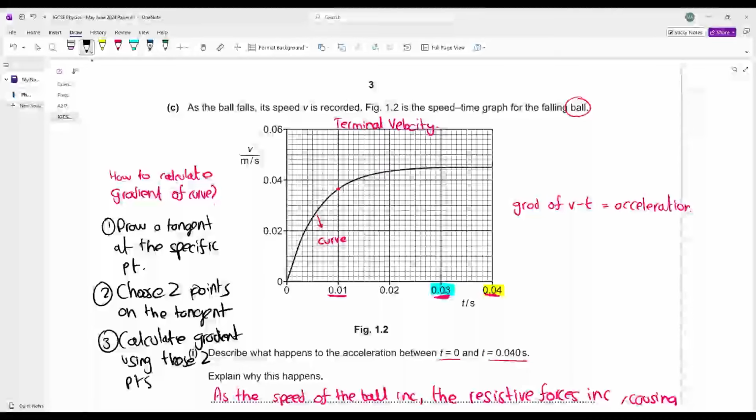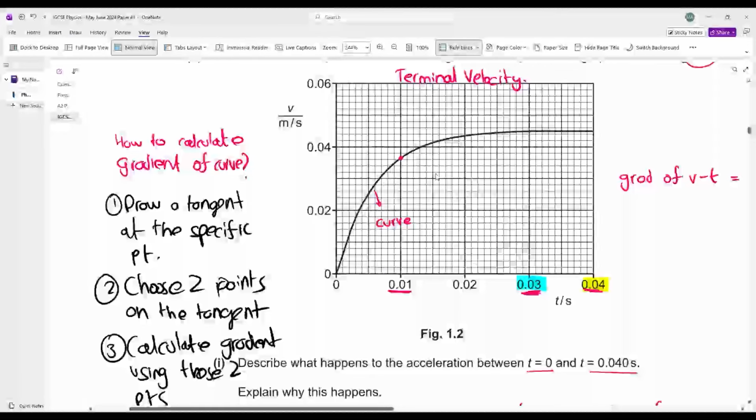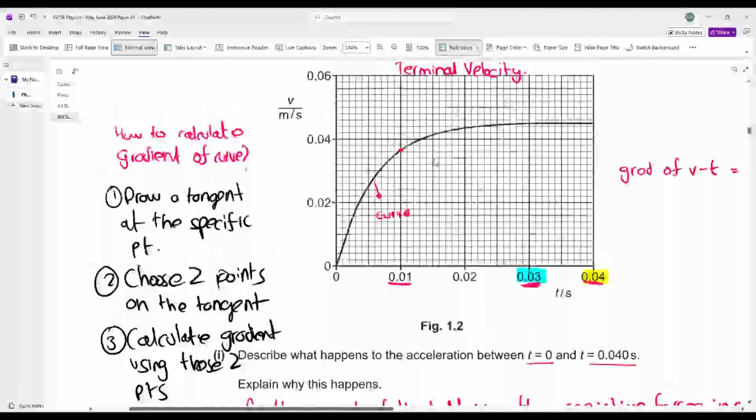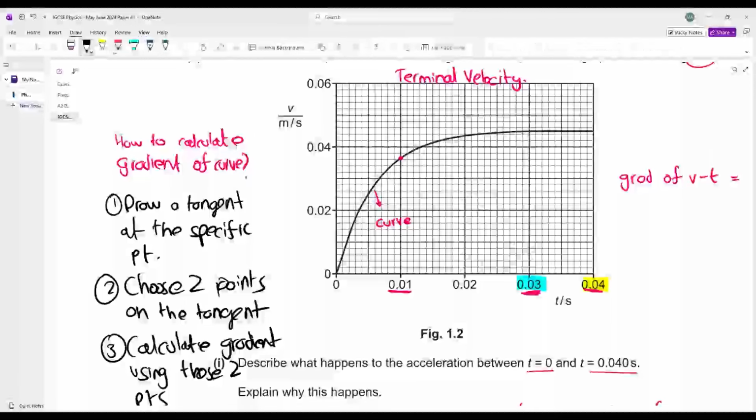Simple. Now let's zoom in and do this process. First of all, we have to draw a tangent at time t equal to 0.01 seconds. So the point is somewhere here. Yeah, let's draw a tangent at this point.